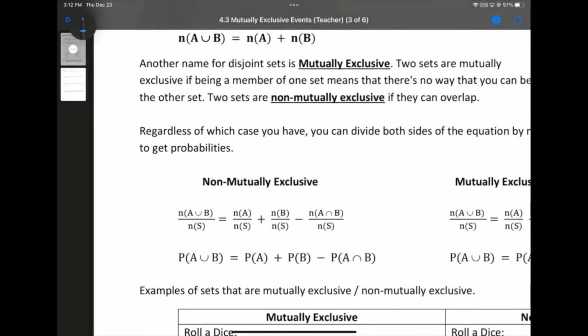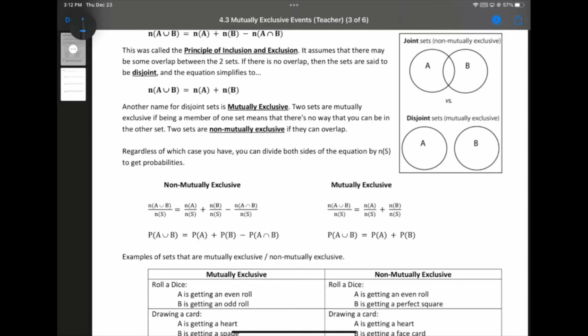Now if we extend that to Unit 4 on probability, all I'm doing is taking those exact same equations and dividing everything on both sides by the number of things in the universal set. If I do that, instead of the number of things in A union B equals the number of things in A plus the number of things in B minus the number of things in the intersect, I can say the probability of A union B is the probability of A plus the probability of B minus the probability of being in both. So the probability of A or B is equal to A plus B minus A and B.